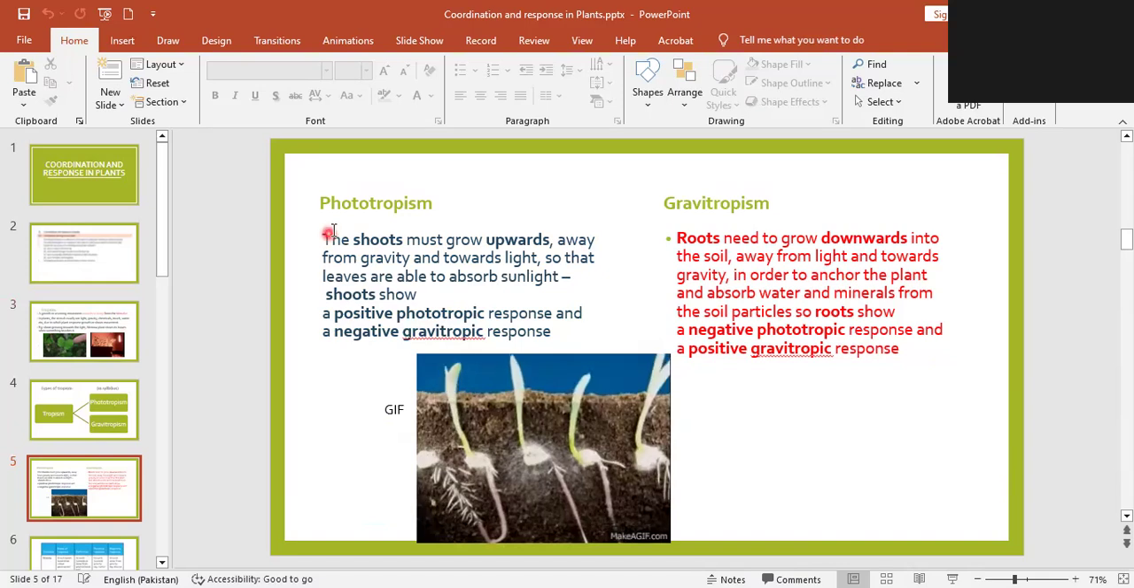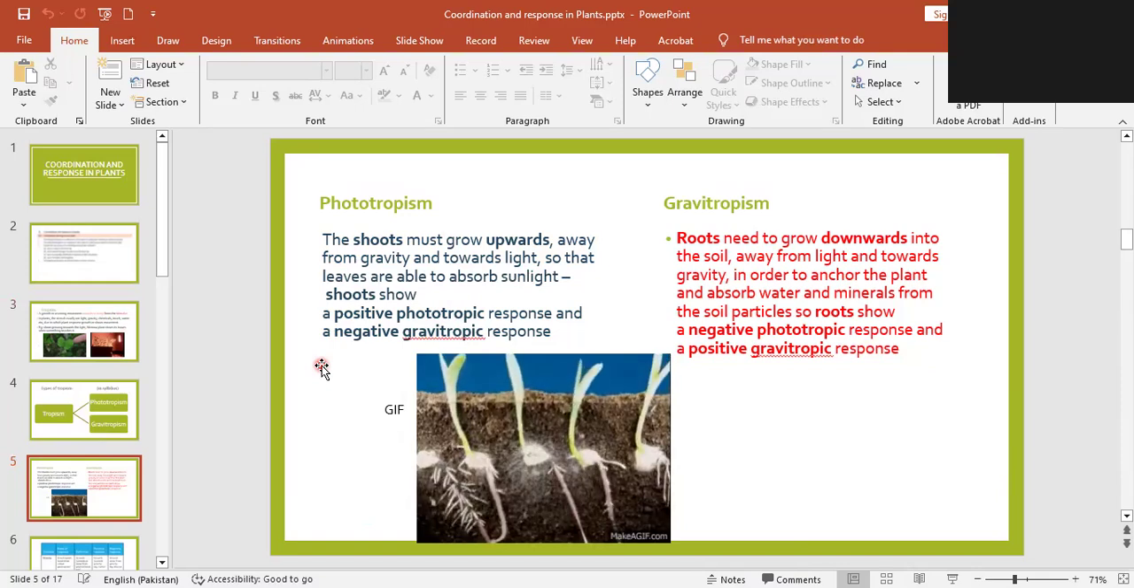Now, phototropism. The shoot must grow upward, away from gravity and towards the light, so that the leaves are able to absorb sunlight. Because leaves have chloroplasts, and they have chlorophyll. They have a property to do photosynthesis. In order to do photosynthesis, they need the light, right? So they have to grow towards the sunlight or any light source. That's why they have a property to move towards the light. So this is known as phototropism.